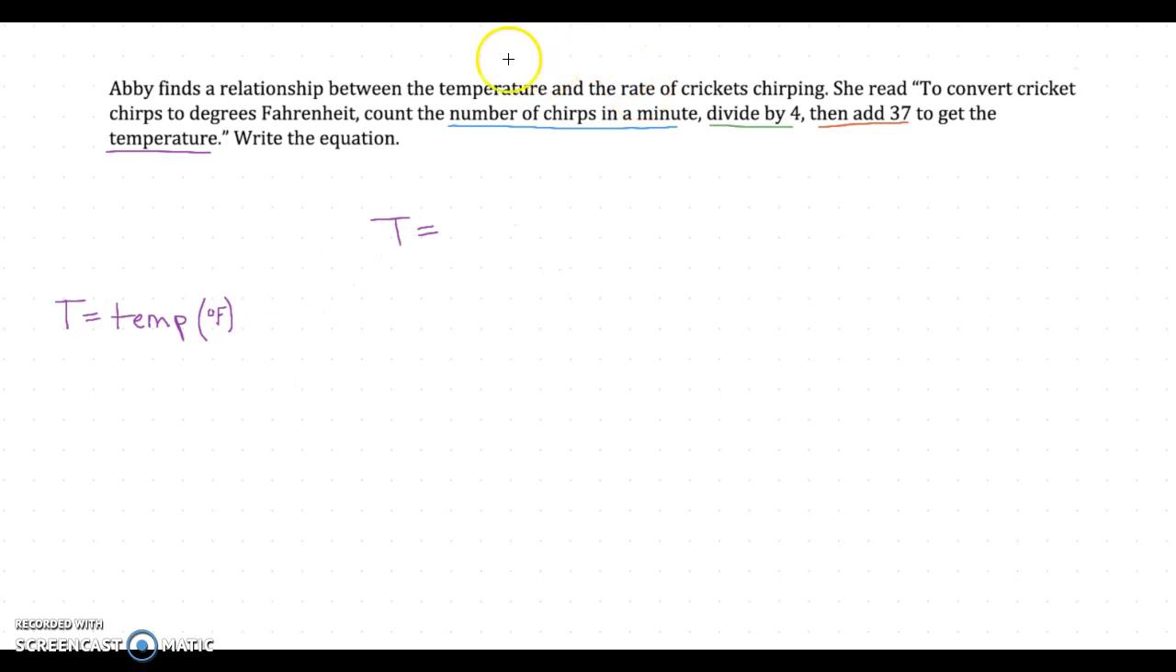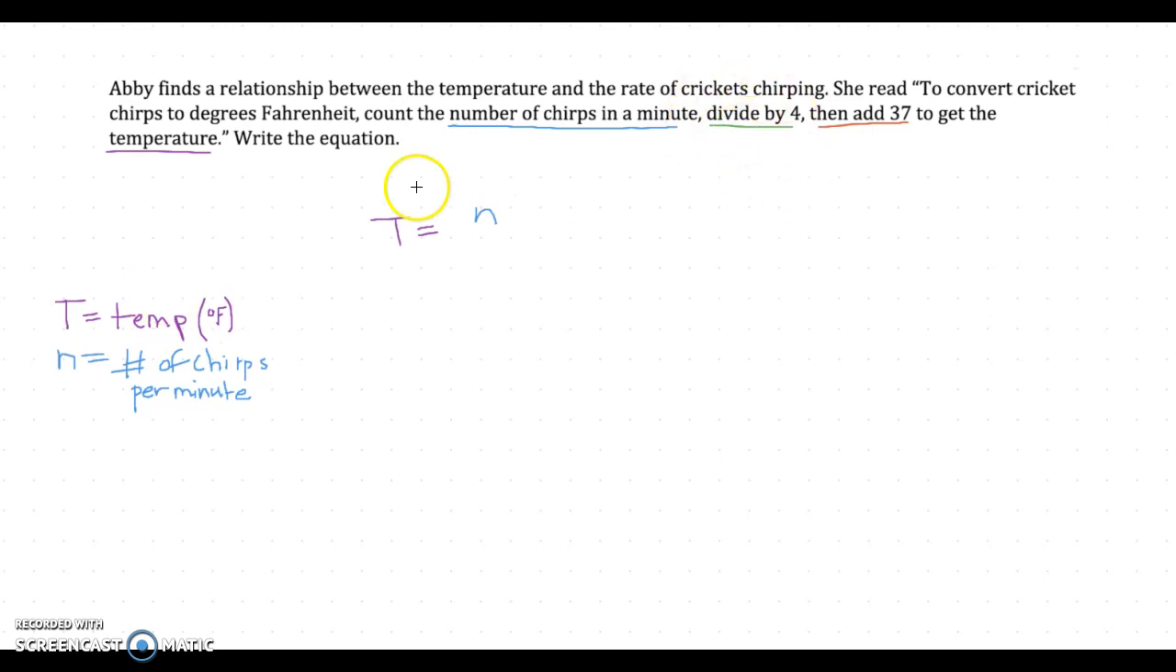Then it says to do that, we count the number of chirps in a minute. So I'm going to use an N for that. Again, anytime I introduce a new letter, I want to add it down here to my key. So the N is the number of chirps, and that is per minute. And per minute is super important when we define our variables, because the per minute is important if you're actually trying to do this, but I need to know that in the defining variables. So you can't just say N is chirps.